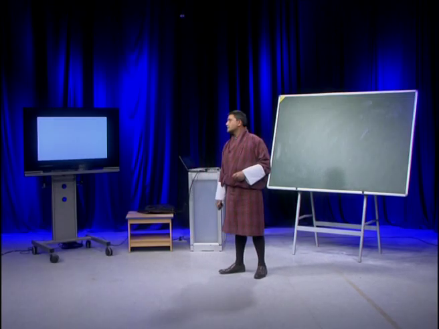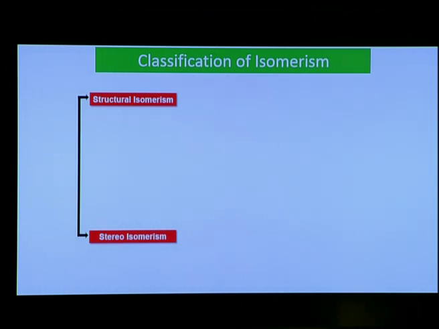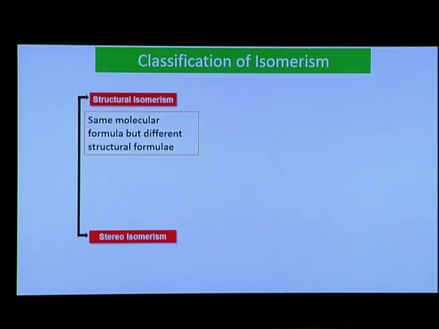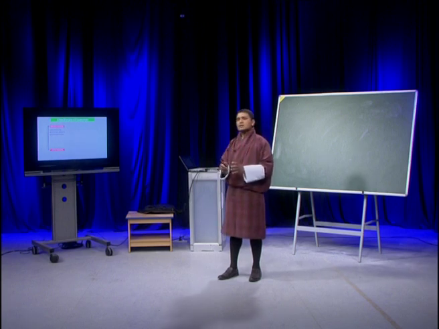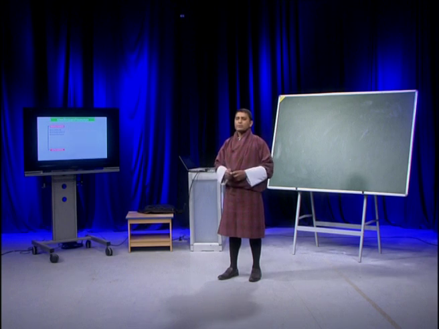Now let's look at the classification of isomerism. Isomerism is of different types. Broadly, isomerism is classified as structural isomerism and stereoisomerism. In structural isomerism, the compounds will have the same molecular formula, but they will differ in terms of their structure. Their arrangement of atoms will be different.